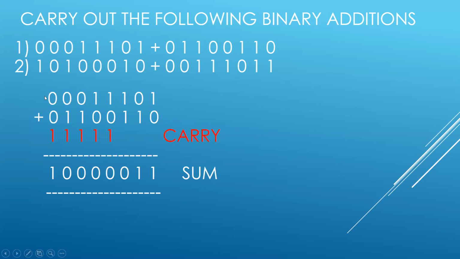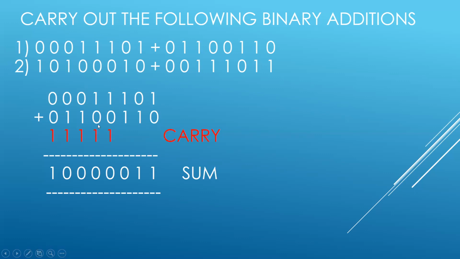Again, you can see the two numbers here being added. You're going to start from this position. 1 plus 0 is 1. 0 plus 1 is 1. 1 plus 1 is going to be 0 with a carry of 1. And then 1 plus 0 plus 1 will be 0 with a carry of 1.